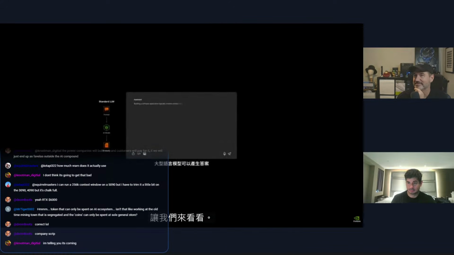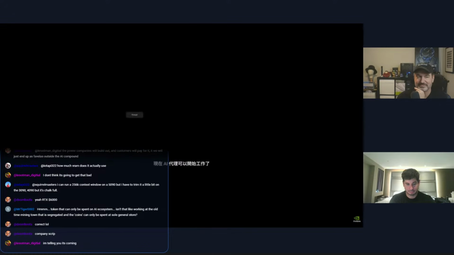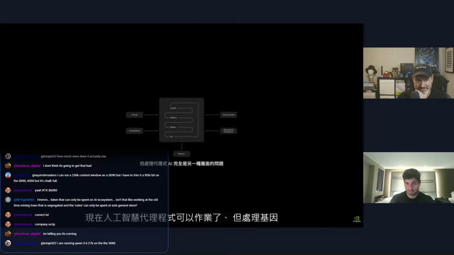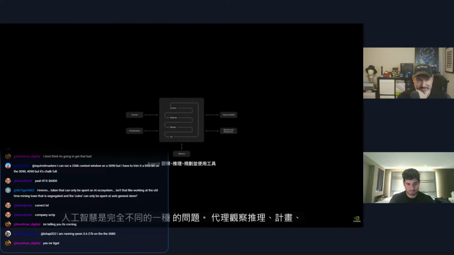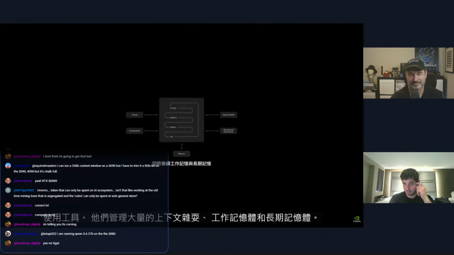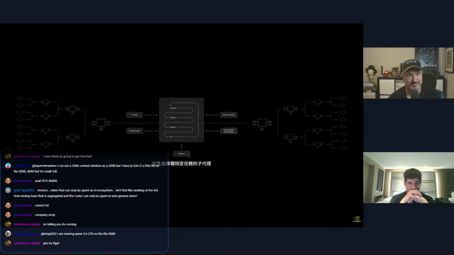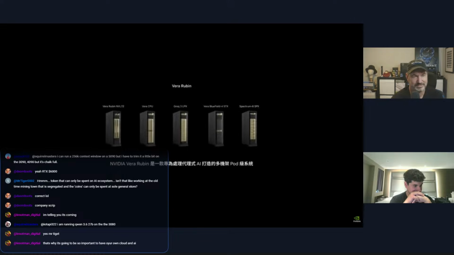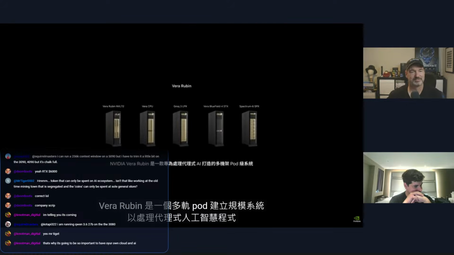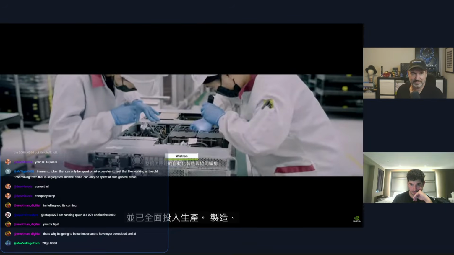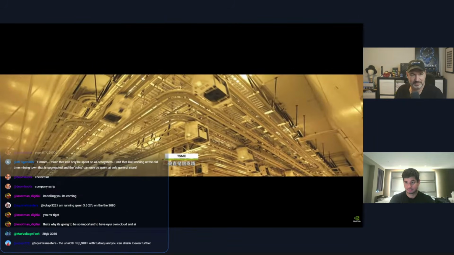Large language models generate answers. Now AI agents can do work. But processing agentic AI is a whole different kind of problem. Agents observe, reason, plan, use tools. They manage massive context, juggling working memory and long-term memory. They spin up sub-agents, specialists on demand. Nvidia Vera Rubin is a multi-rack pod scale system built to process agentic AI and is now in full production. The manufacturing, automation, and orchestration across the supply chain, a miracle to witness.